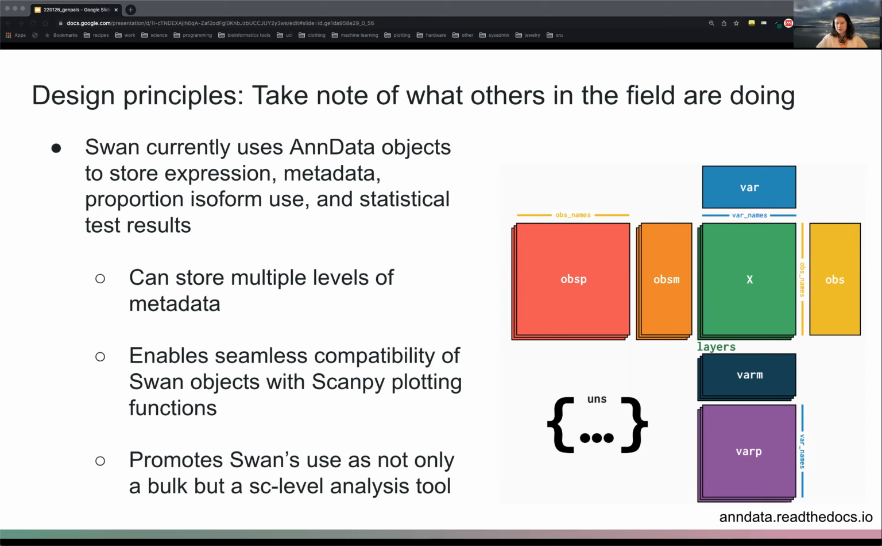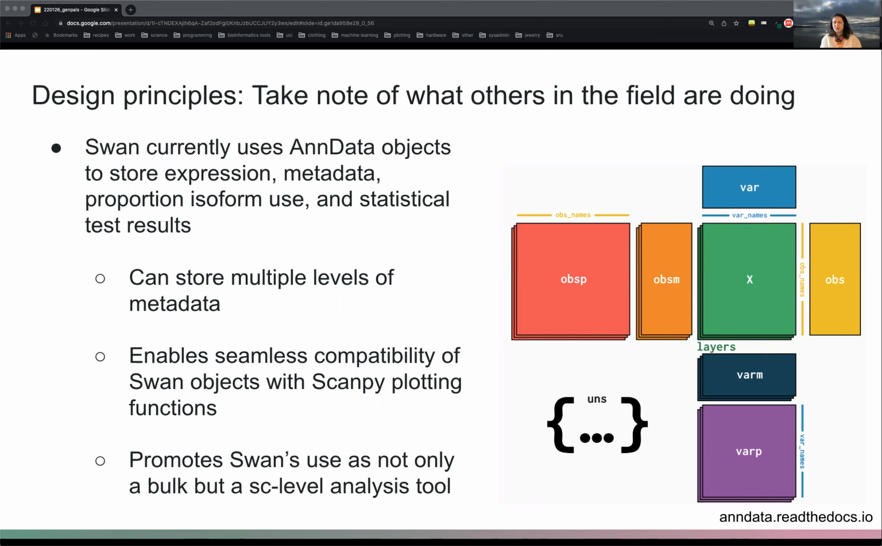In the first iteration of Swan, I used typical data frames to store expression, etc. And this didn't really enable me to do really complex tasks such as storing metadata beyond just a single sample name. Obviously in more complex data sets, you can have lots of different biological variables that you might want to base different comparisons on, such as sex, condition, time point, et cetera. And the strategy that I used initially didn't really enable that at all easily.